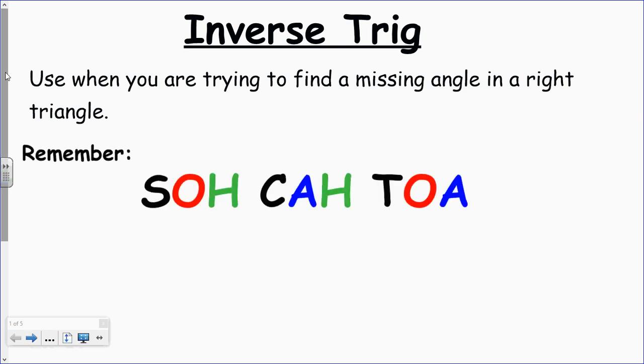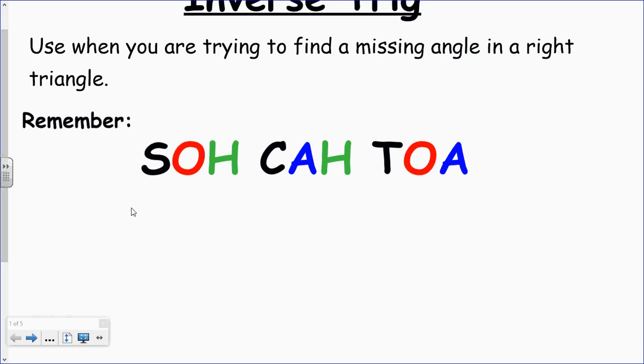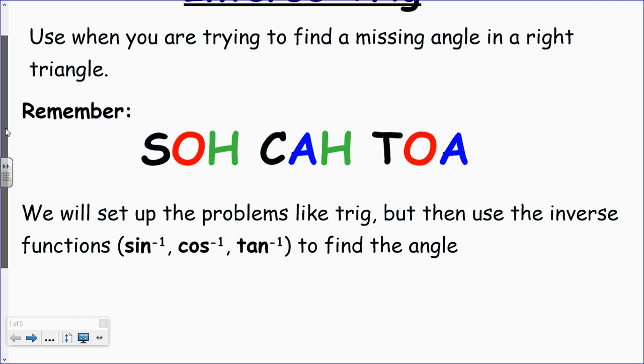So remember SOHCAHTOA, where you have sine is the opposite over hypotenuse, cosine is the adjacent over hypotenuse, and tangent is the opposite over the adjacent. So we're going to use that to help us know which trig ratio to use, or which inverse trig ratio to use. So then we're going to set up the problems like trig, but then we're going to use the inverse functions, which is sine to the negative first, cosine to the negative first, and tangent to the negative first, or the inverse of sine, the inverse of cosine, the inverse of tangent, and we're going to use that to find the angle.